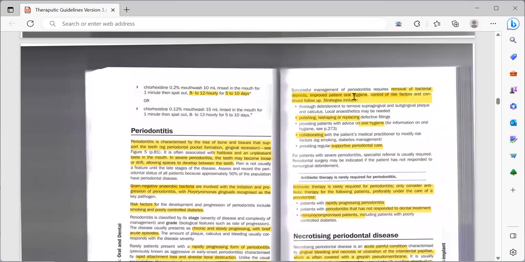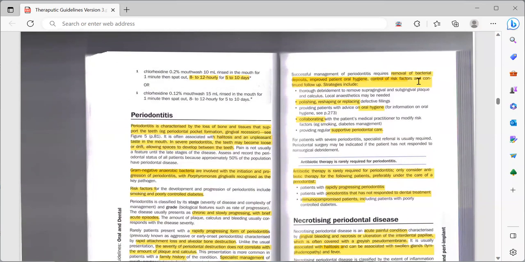Then, successful management of periodontitis requires, what is the best management of periodontitis? It means for everything, if you want to manage anything, the best solution is to remove the cause. What is happening? Why is it happening? So how can you remove the cause? Removal of bacterial deposits, which you will do by doing the cleaning. And then improved patient oral hygiene, which the patient would do by regular brushing and flossing.